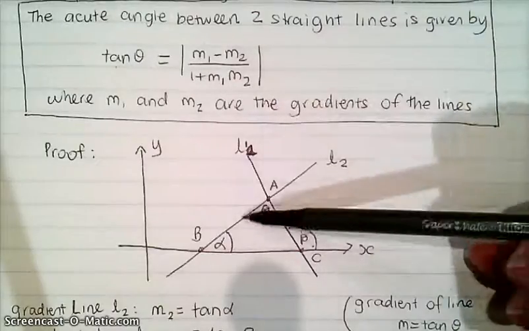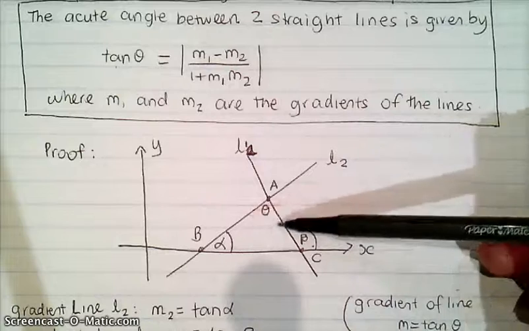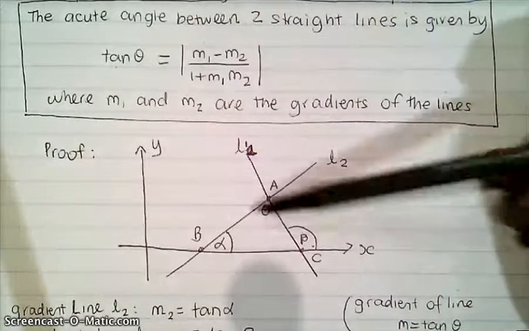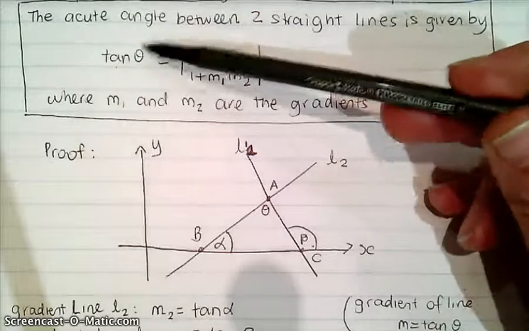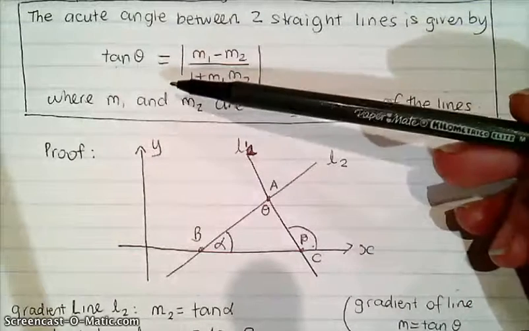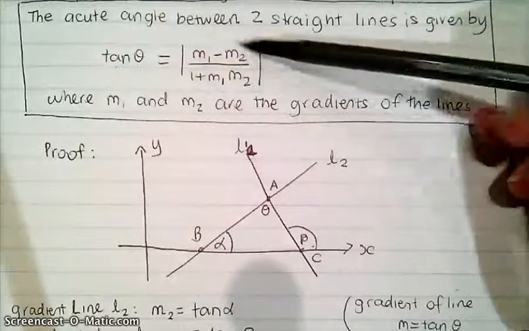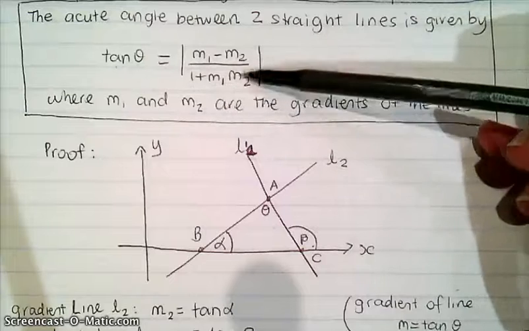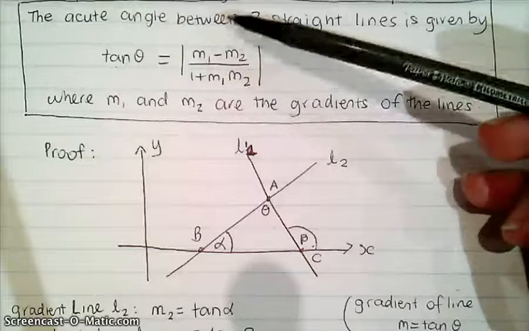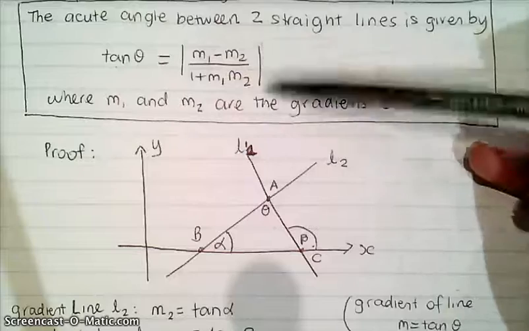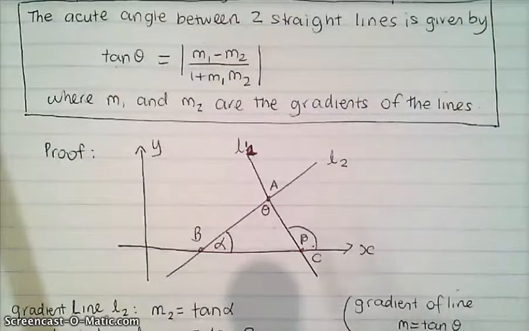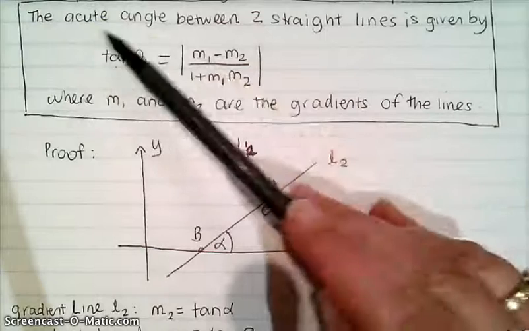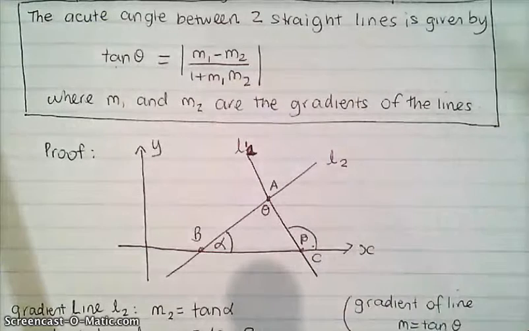But if this theta in here is bigger than 90, and let's say we're doing tan of 120 or something like that, let's say it's 120 degrees, then tan of 120 is negative. So this m1 minus m2 over 1 plus m1 times m2 will give you a negative answer. Now the formula actually has these absolute value signs, and the reason is that this formula will actually give you the acute angle between the two straight lines.